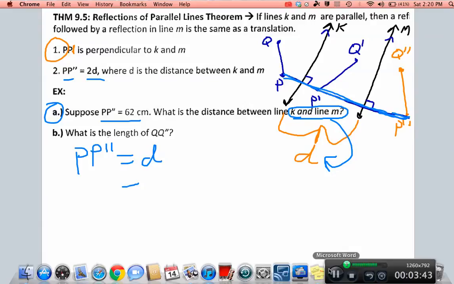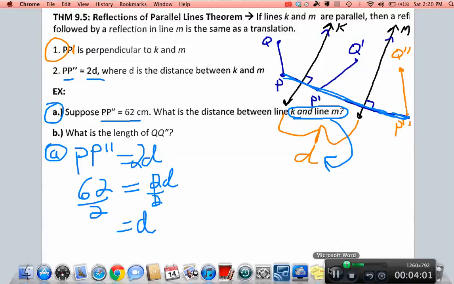So we know this, P double prime equals 2D. Well, I want D, but I know P double prime. This is kind of part A we're solving here, I guess. We know that P double prime is 62, equals 2D. Okay, so 2D equals 62. So D divided by 2, D must equal 31. Okay, so D is 31. Cool.